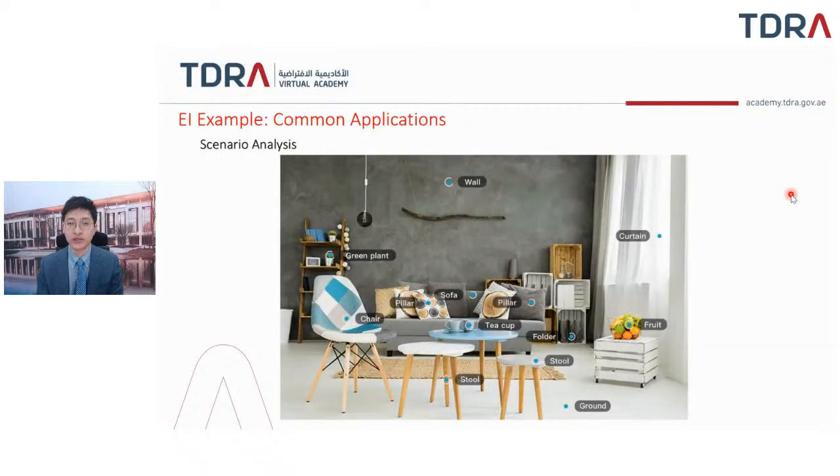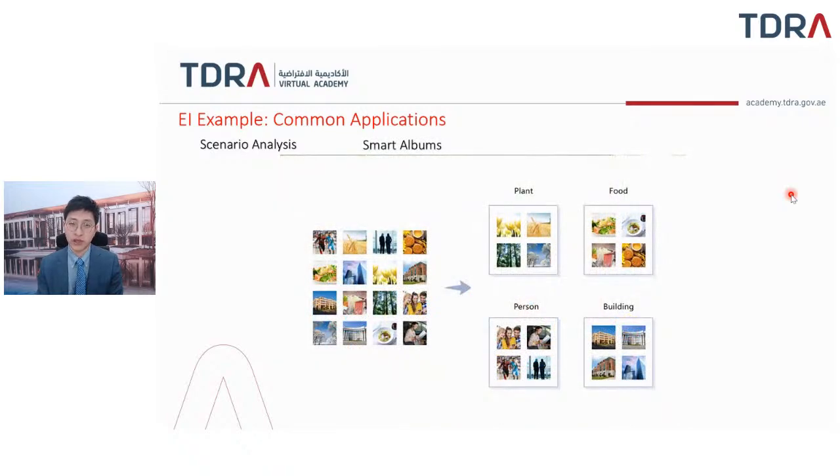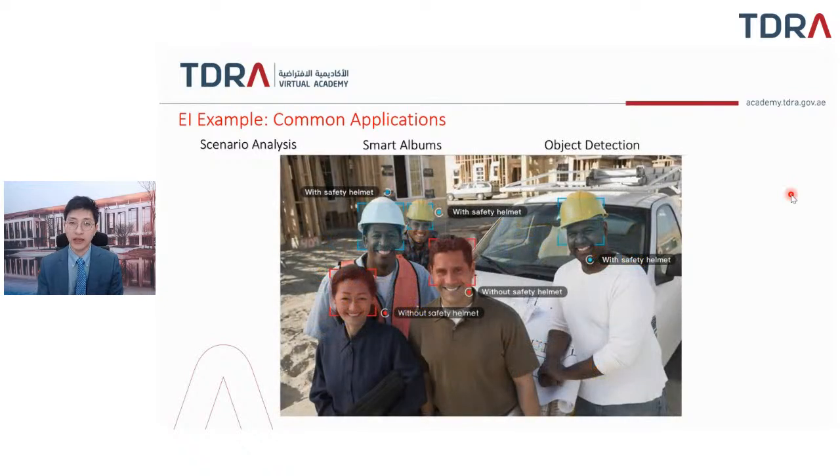So what can we do with this EI, which is enterprise intelligence? Like we can take a picture and let the application tell us how many elements are inside this picture. Here it shows us a chair, a stool, and so on. You can also use this application to make a smart album that classifies things for us, like plants and food, putting them in one group. It also helps us with object detection.